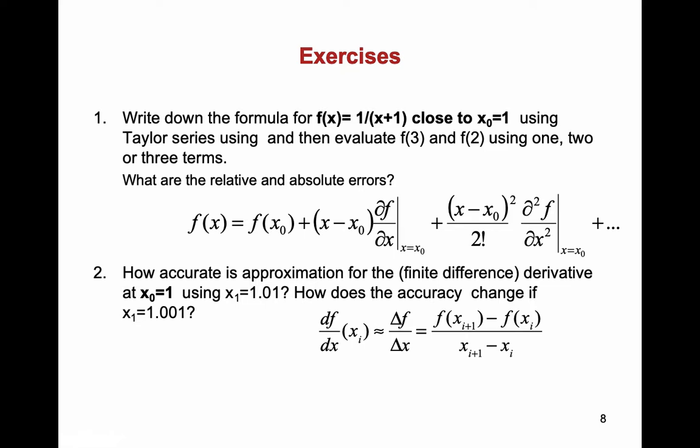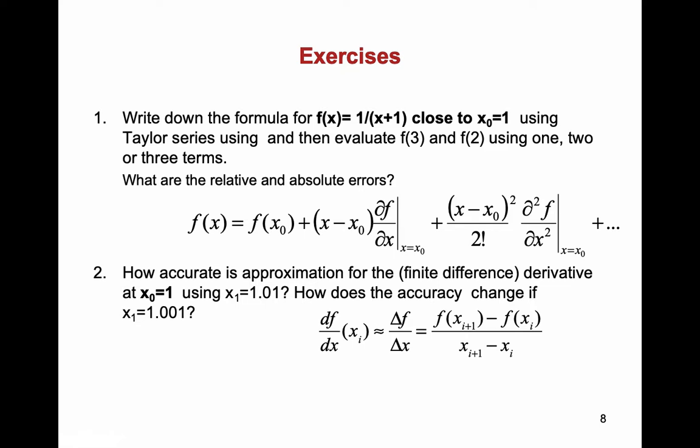I could approximate this function by saying that f of x is f of x0, where x0 is 1. So what is f of 1? That's 1/2, plus this x that I'm trying to work with, minus x0, so that's x minus 1, times the derivative of f. I'm going to use f prime of x, which is minus 1 over x plus 1 squared. All of that, calculus 2, has evaporated. Do we agree?